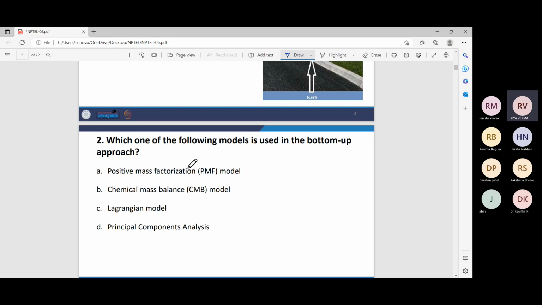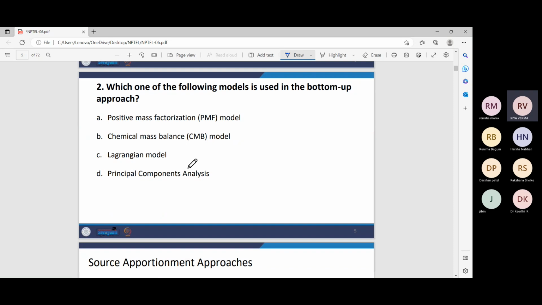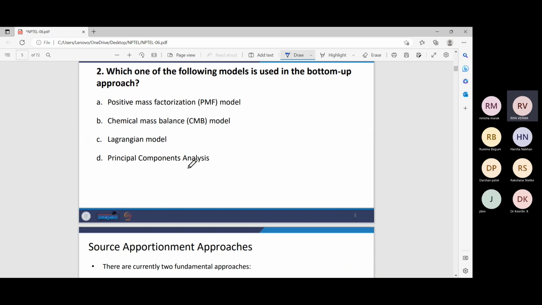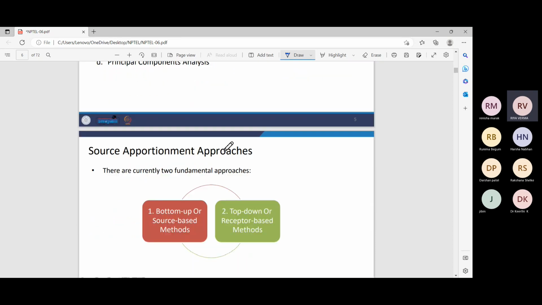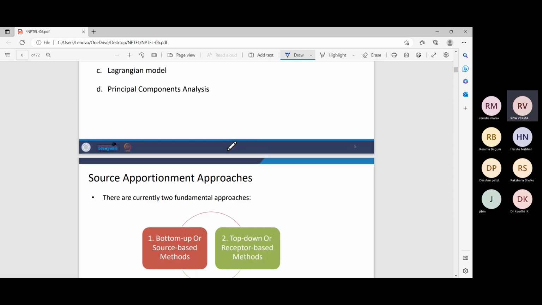Okay, fine. I have added the slides from that lecture, and we'll be discussing this bottom-up and top-down approach, and we'll have a quick review on these topics. So basically, for source apportionment studies, there are two fundamental approaches: the bottom-up or source-based methods, and the top-down or receptor-based methods.